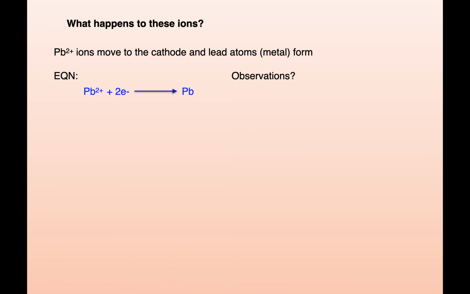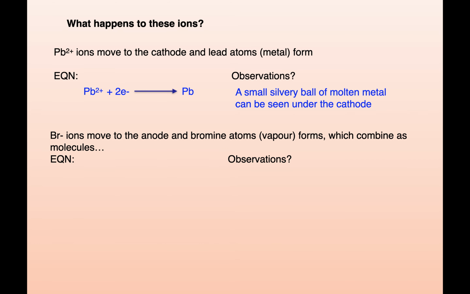What would you see? Well, after a while you would see a small silvery ball of molten metal underneath the cathode. Bromide ions go to the anode, obviously, and they form bromine atoms. To do that, what must they do? They must lose an electron, so they become Br.